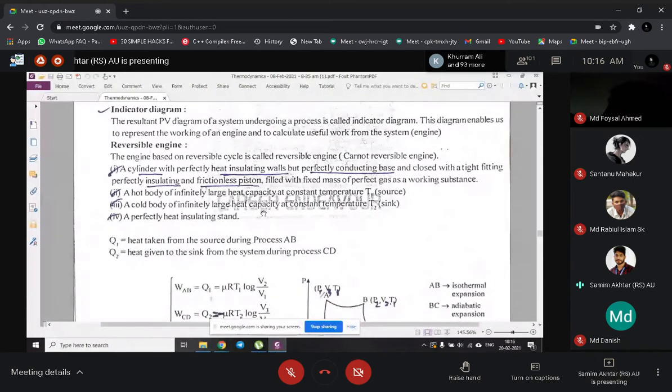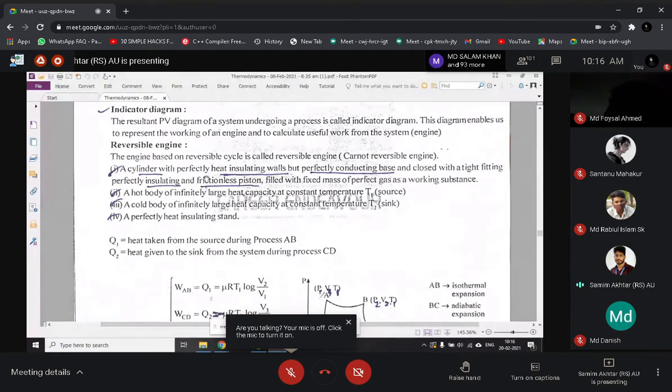Okay, there is another kind of engine which follows the Carnot theorem. This is a reversible engine, and there are four parts in the construction of the reversible engine. Basically, these are the four constructions.